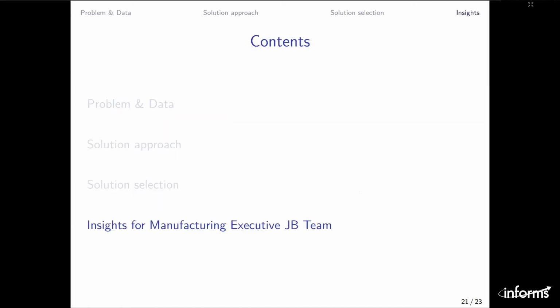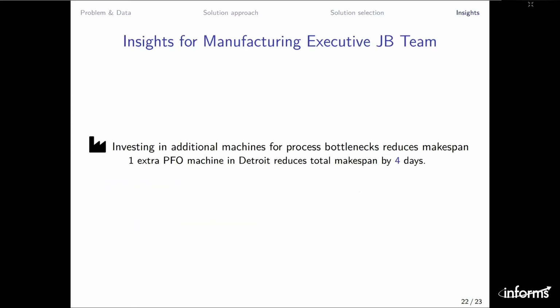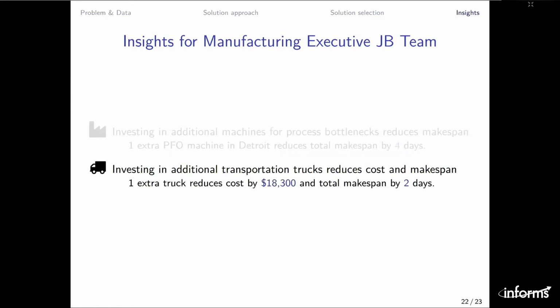As a conclusion from the presented results, we will mention some insights that we consider useful for the company. First, investing in additional machines for critical locations reduces total makespan. For instance, just by investing in one PFO machine for Detroit, a 4-day reduction can be achieved. Also, by investing in one additional truck for transportation, a cost reduction of more than 18,000 and a total makespan reduction of 2 days can be achieved.